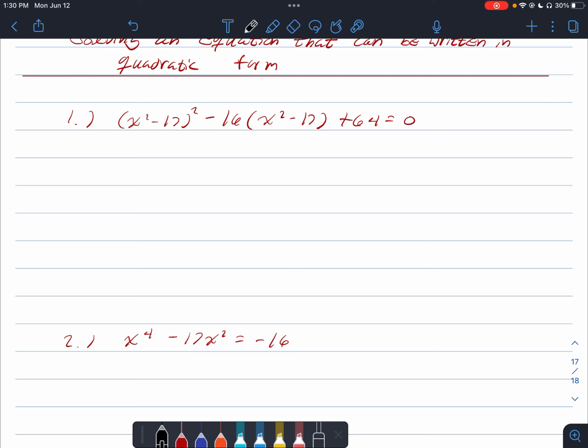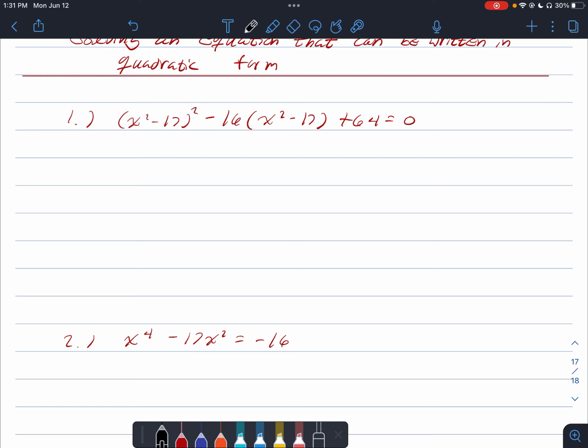Here we have (x squared minus 17) squared minus 16 times (x squared minus 17), and then we have that plus 64 is equal to 0. Now I think it might be fair to say that your first temptation would be to go ahead and FOIL out x squared minus 17 and then distribute the negative 16 and then see if you can solve it that way.